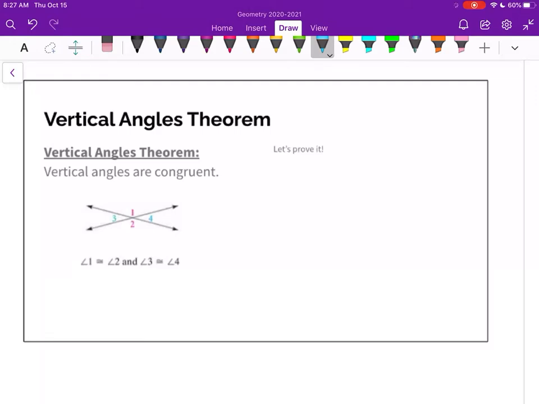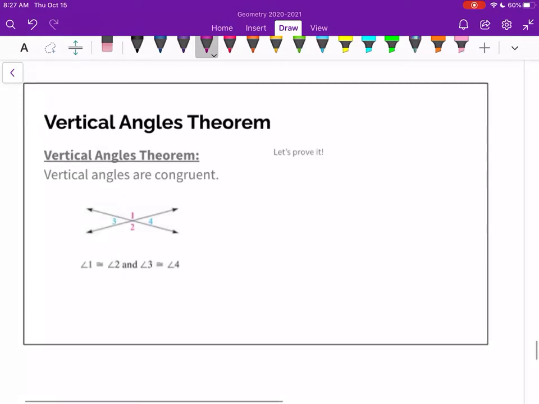Vertical angles. So vertical angles are congruent. That's a theorem. If I have angle 1, angle 2, angle 3, and angle 4, angles 1 and 2 are congruent to each other, and angles 3 and 4 are congruent to each other. So let's do a proof of this. A proof is something to convince you that a statement is true. We're just going to do it for one set of them. Let's do angle 1 and angle 2.